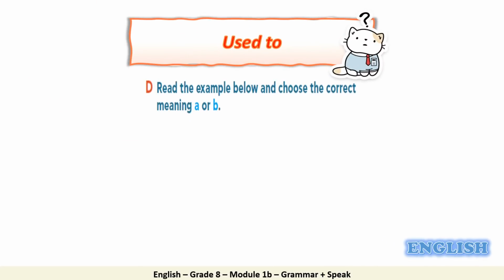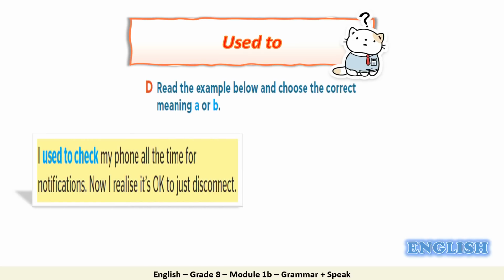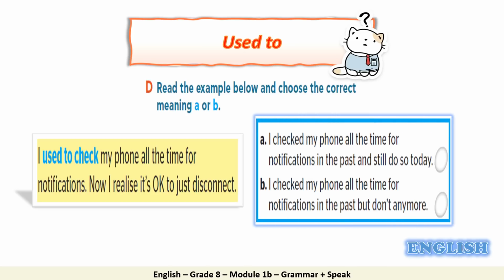Used to. Now have a look at Activity D, page 11. I used to check my phone all the time for notifications. Now I realize it's okay to just disconnect. What do you think this sentence means? Good. It means that I checked my phone all the time for notifications in the past, but don't anymore. So I used to do this in the past, but now I don't.